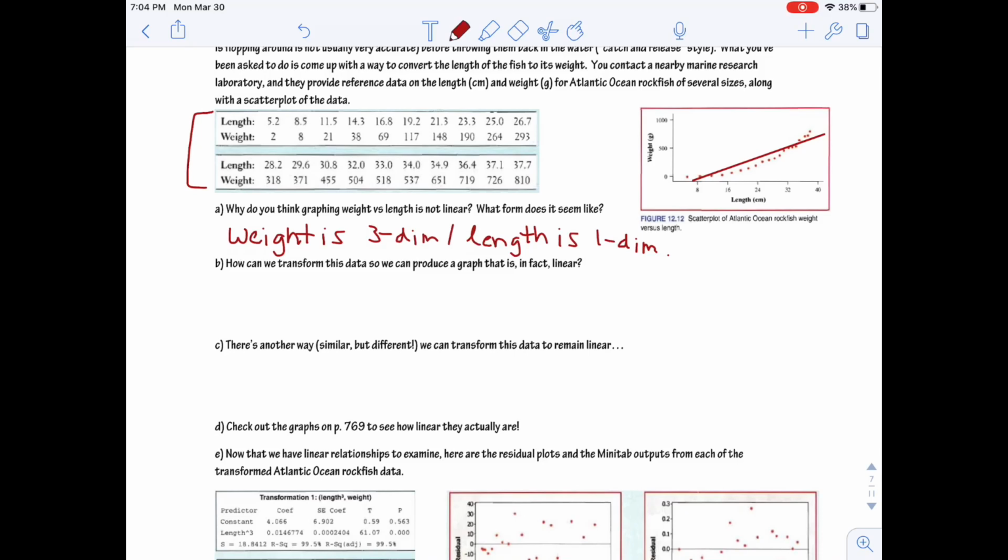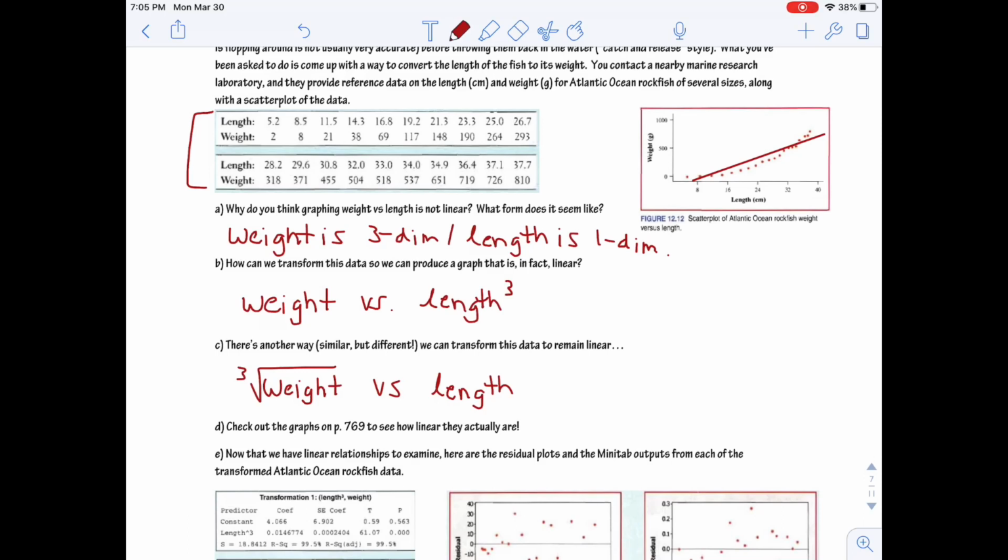So how can we transform this data so we can produce a graph that is in fact linear? Well, we can think about how about we get these onto the same dimensions. Like maybe I could do weight versus length to the third. Cube my length. Now they're both technically kind of in 3 dimensions. Or another way to do it, I could take the cube root of the weight versus the length. So 2 different ways that you could approach that problem.